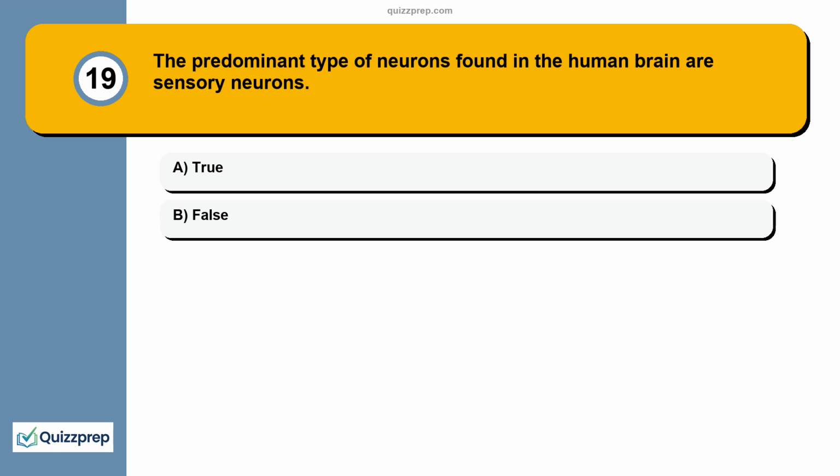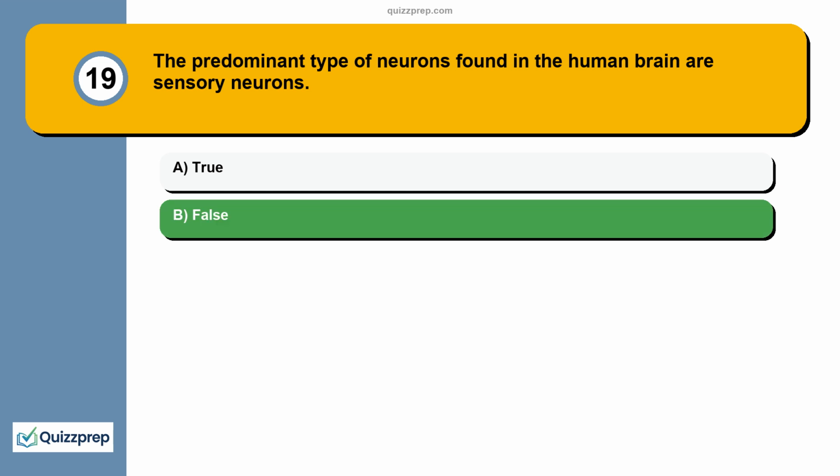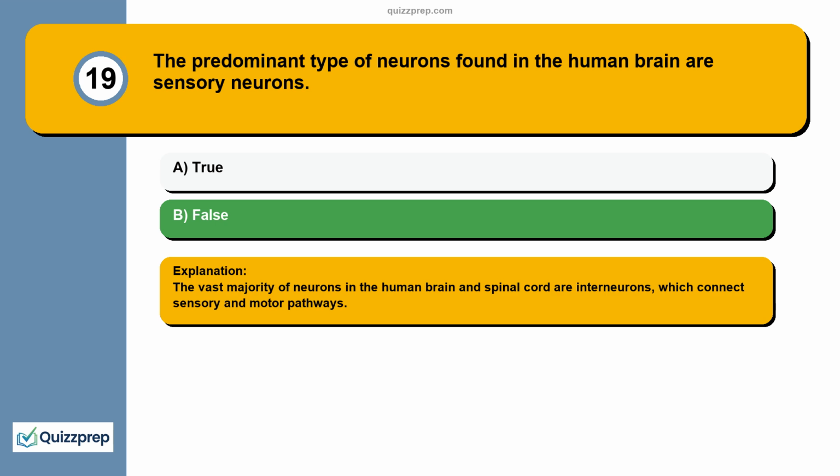Question 19. The predominant type of neurons found in the human brain are sensory neurons. True, false. The vast majority of neurons in the human brain and spinal cord are interneurons, which connect sensory and motor pathways.